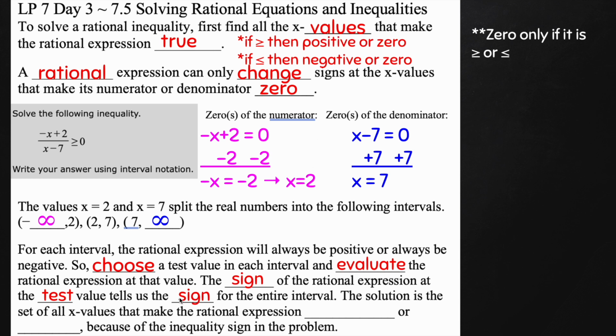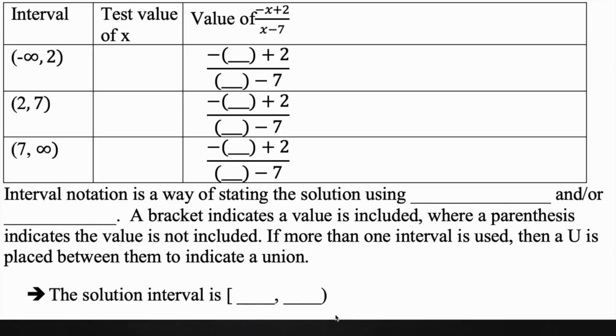Okay, so we're choosing a test point so that we can see, is that interval going to be negatives or is it going to be positives? Or 0, because it can also end up 0. The solution is the set of all x values that make the rational expression positive or 0 because of the inequality sign in this problem. Remember, that might change to negative or 0 if it was a less than. Okay, so keep that in mind. This problem is positive or 0.